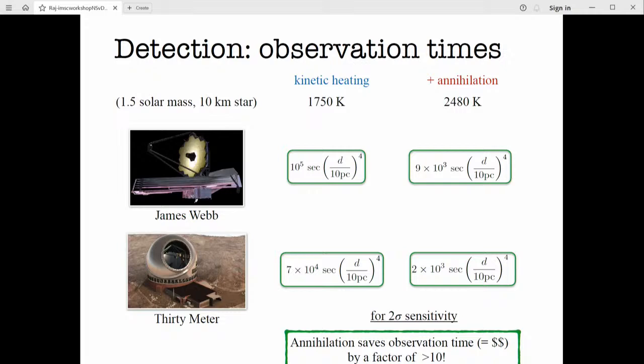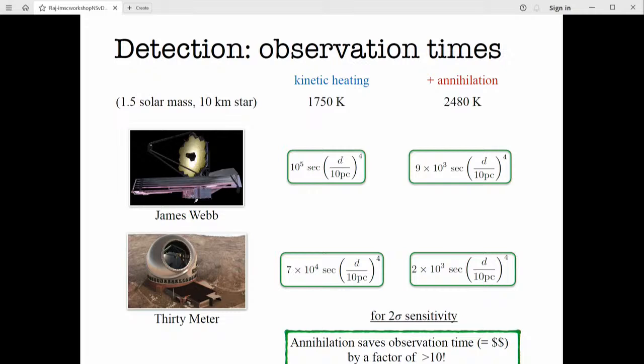So the mechanism that I talked about of dark matter just falling in, I call kinetic heating because it's the kinetic energy that's heating the neutron star. But then there might be some models of dark matter where a few other things have to happen inside the neutron star, and there's some efficient annihilation going on inside, and that could raise the brightness of the star some more and get you a temperature of 2500 Kelvin.